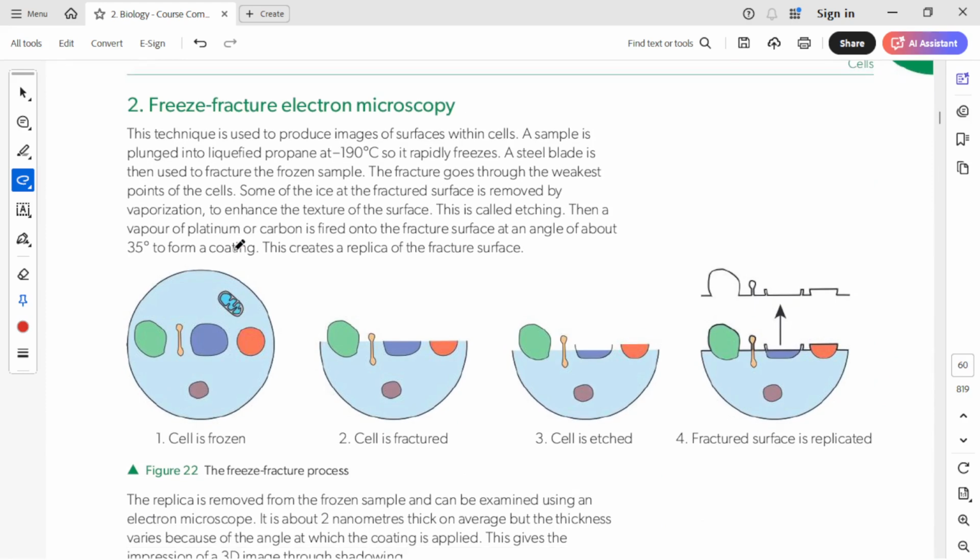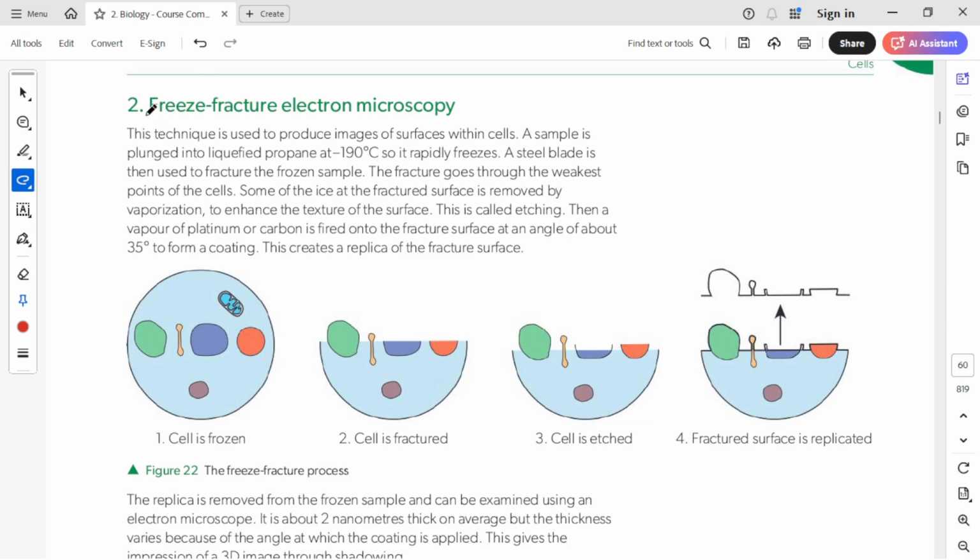So that was fluorescent microscopy. Using the properties of these fluorescent dyes, we can find out whether a certain sample has an antigen or not, or certain parts of a cell can be stained using these fluorescent dyes, and we can get even better images. So the next one is freeze fracture electron microscopy.